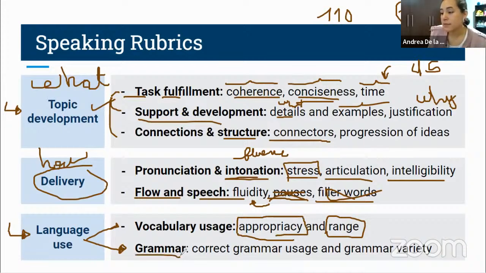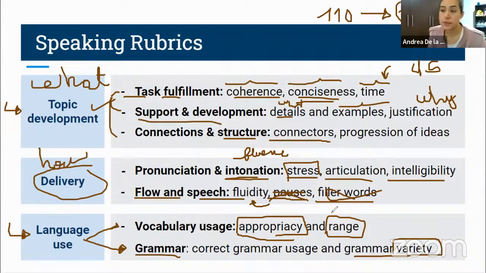And grammar is the same. If you want a score for a C1, then you need to have the grammar of a C1 advanced student. You can't make grammar mistakes in like verb tenses and expect to have a good score, right? And you need to also show grammar variety. So show that you can use different structures.